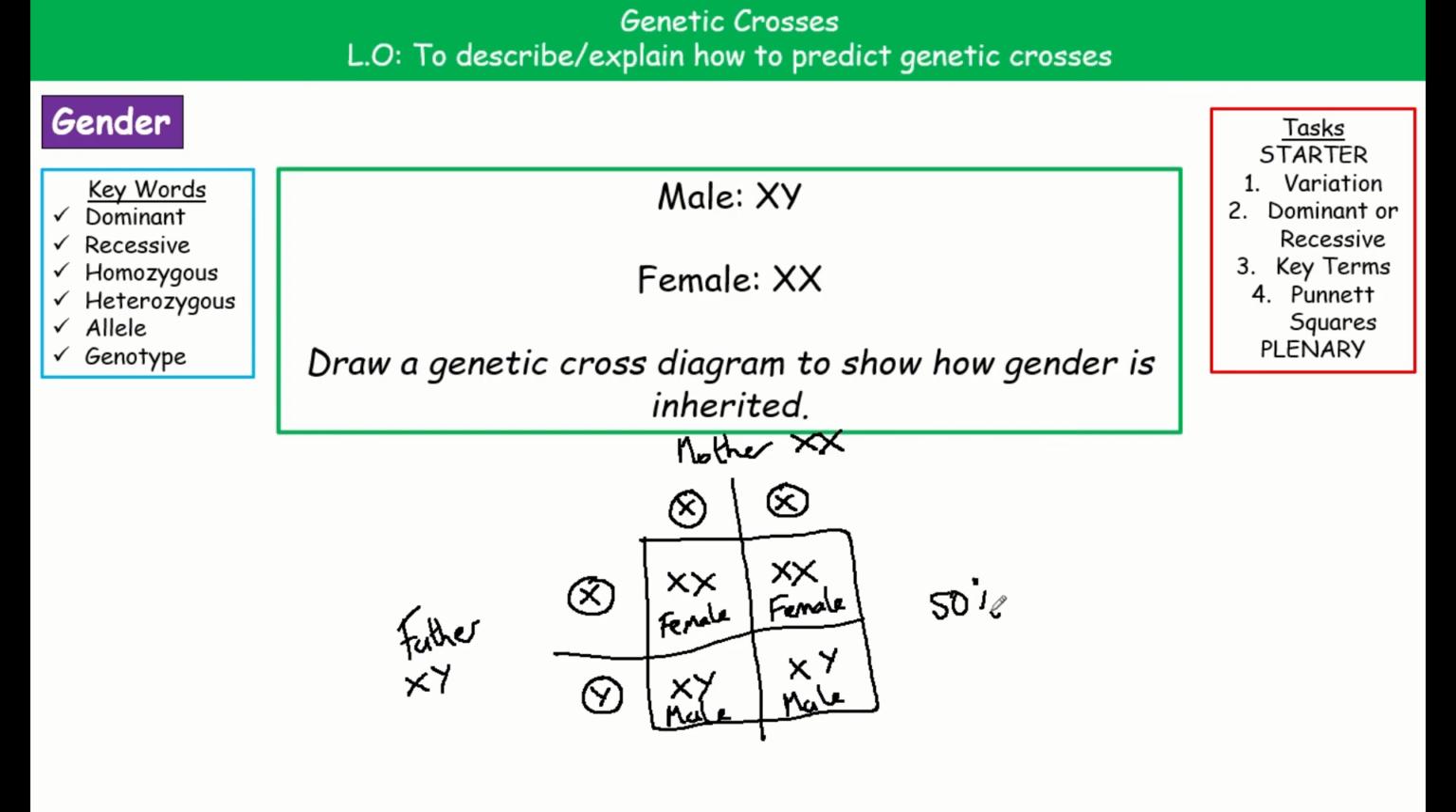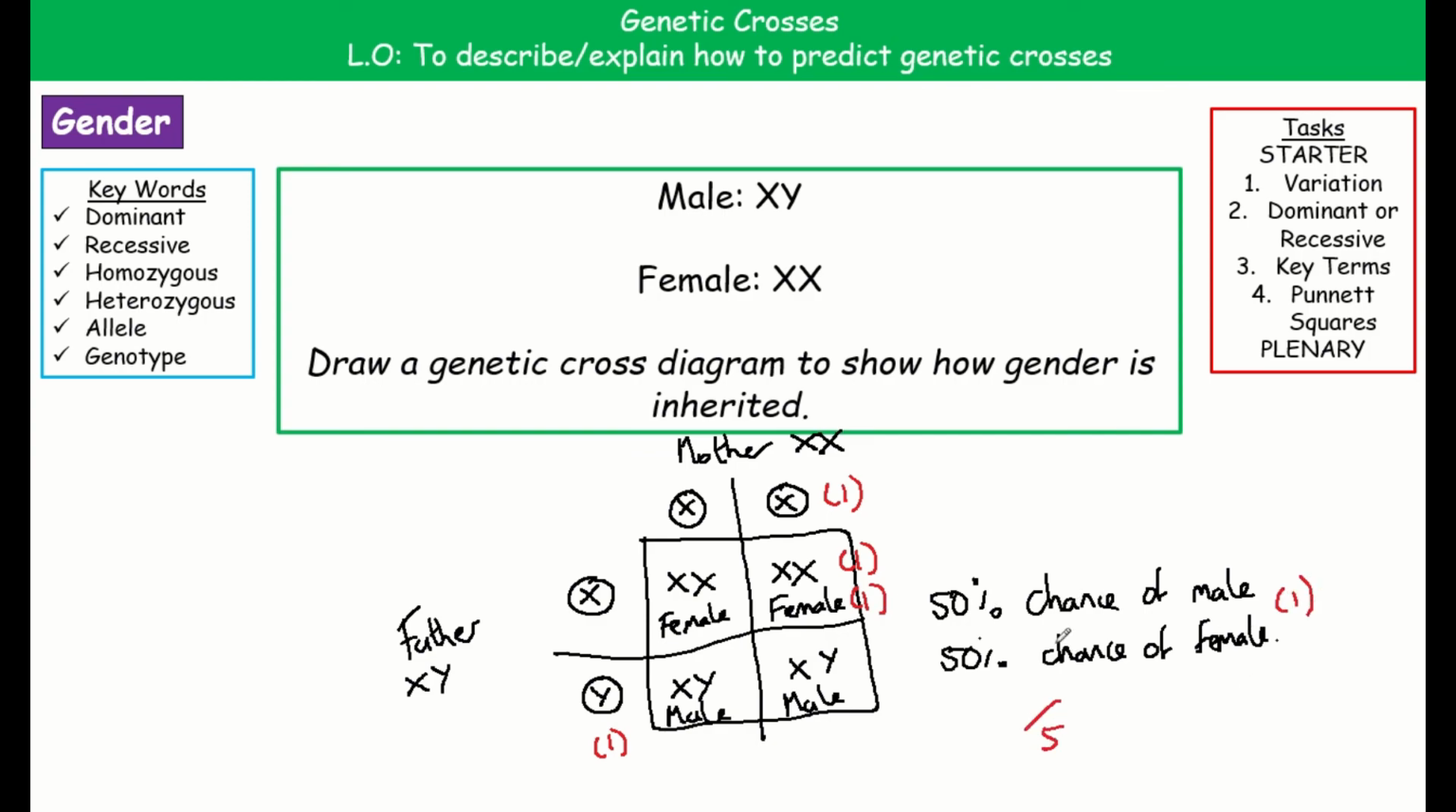And that gives us a 50% chance of male, 50% chance of female. So just to remind you where your marks come from. 1 for the gametes for the mother, 1 for the gametes for the father, 1 for the genotypes for all 4 offspring, 1 for the phenotypes for all 4 offspring, and 1 for your actual percentages. Total score out of 5.